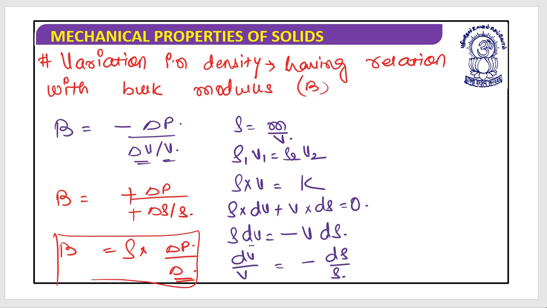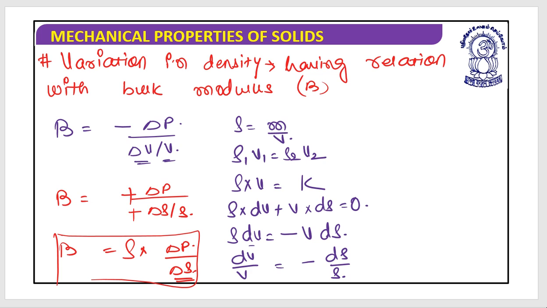Shall I rewrite this? It's a delta rho, yes. So delta rho is a change in density. Rho is the original density, multiplied by delta P, which is the change in pressure. I hope this is clear. Is it clear? Are you sure? Do you have any doubts?